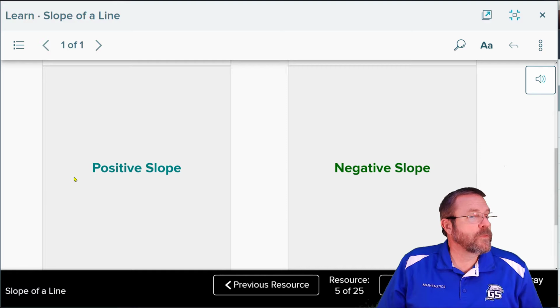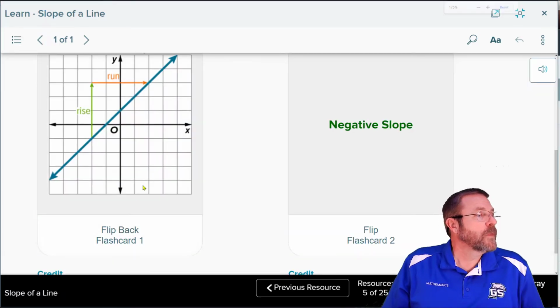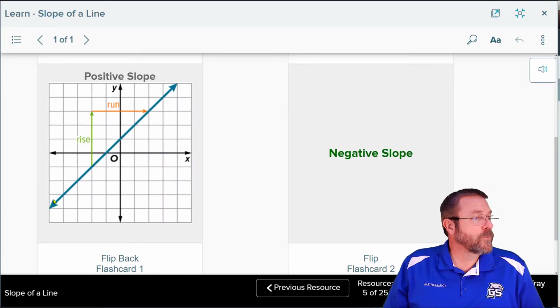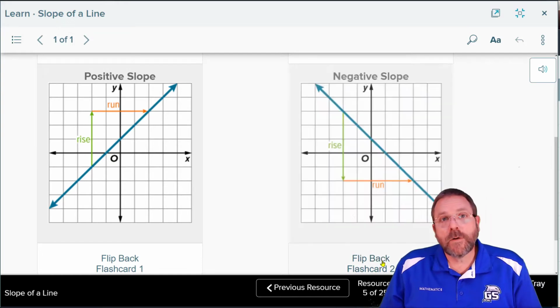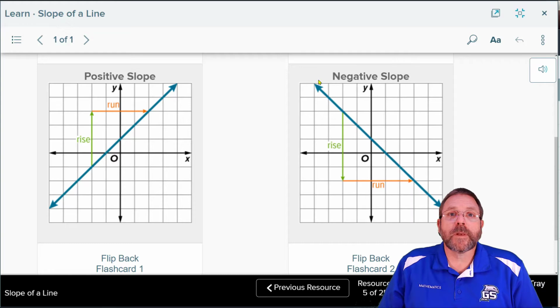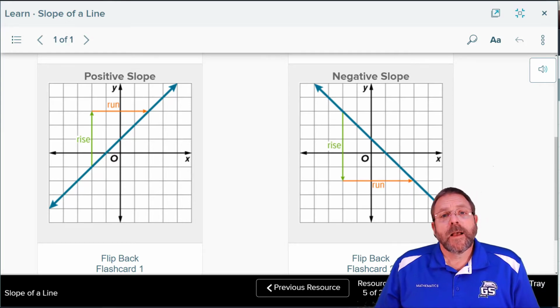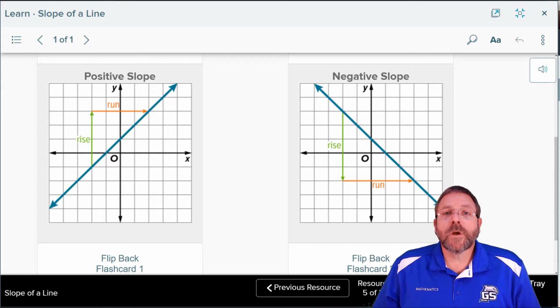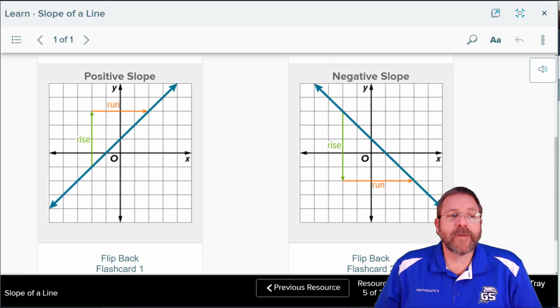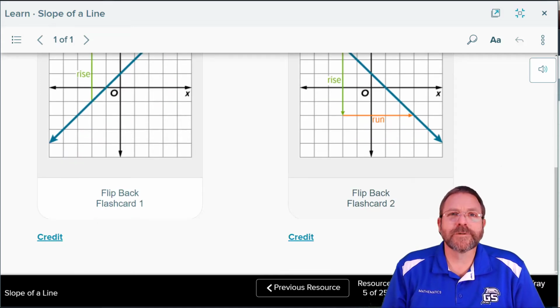So let's take a look at this in words here. The positive slope is going to look something like this, where it goes from the lower left to the upper right. Meanwhile, a negative slope is going to look something like this, where it goes from the upper left to the lower right. A positive slope, moving left to right, you have to go up a hill. A negative slope, going left to right, you have to go down a hill. That's all there is to it.